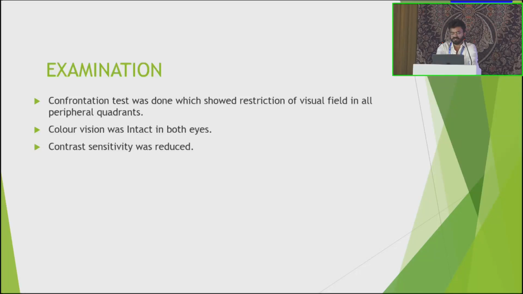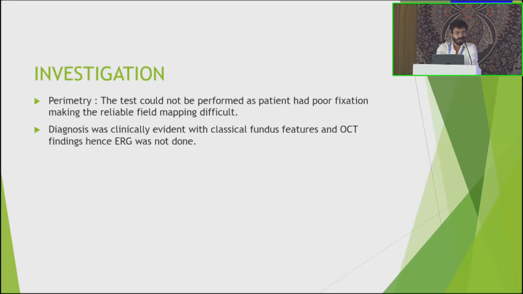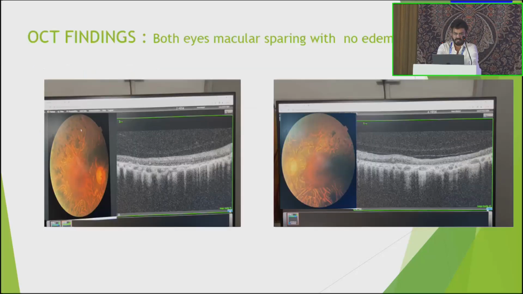Confrontation test was done, which shows restriction of the visual field in the peripheral quadrants. Color vision was intact in both eyes. Contrast sensitivity was reduced. Perimetry couldn't be done as the patient had poor fixation, making reliable field mapping very difficult. The diagnosis was clinically evident from the classical fundus features and OCT findings, hence ERG was not done. This is the OCT of both eyes. This OCT shows there is macular sparing with no macular edema.